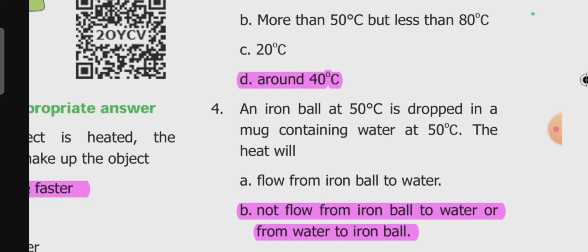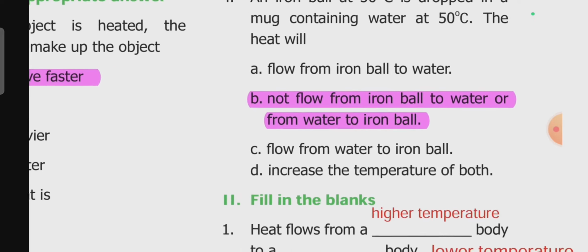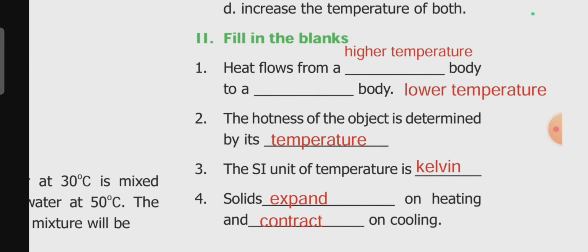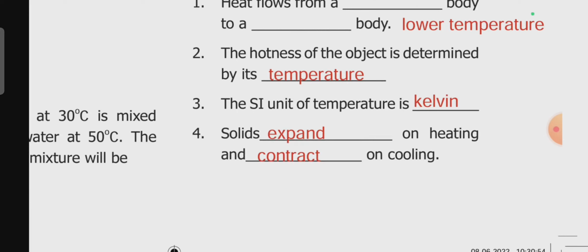An iron ball at 50 degrees Celsius is dropped in a mug containing water at 50 degrees Celsius. The heat will not flow from iron ball to water or from water to iron ball. Second Roman, fill in the blanks. First one, heat flows from a high temperature body to a lower temperature body. The hotness of the object is determined by its temperature. The SI unit of temperature is Kelvin. Solids expand on heating and contract on cooling.